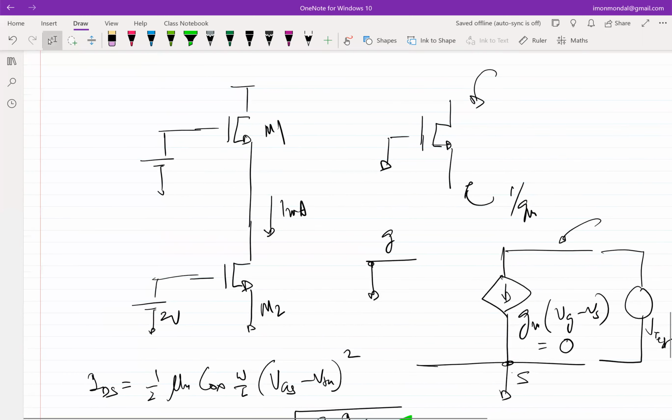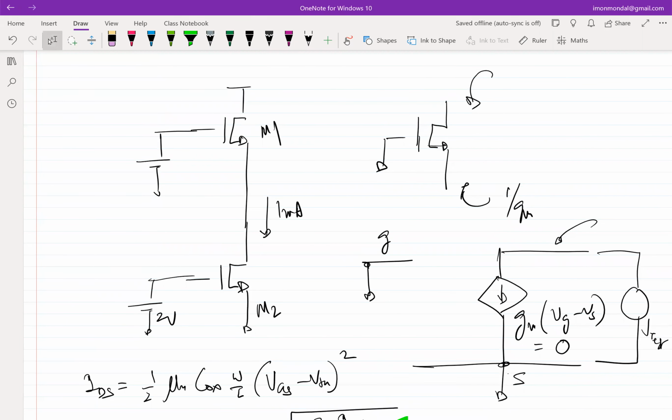Yeah, that's the question. How can, since this is not an actual ideal current source, we have made it up, you have to ensure that this is in saturation, right? So how can we ensure that this is in saturation?